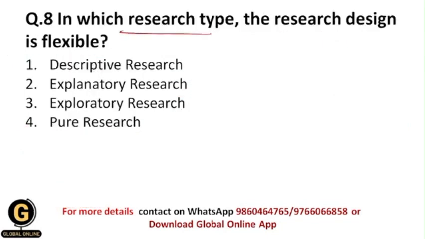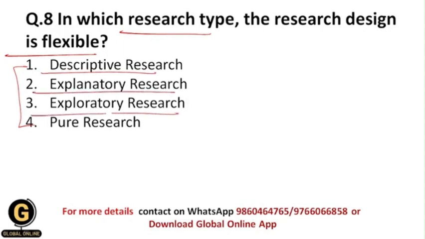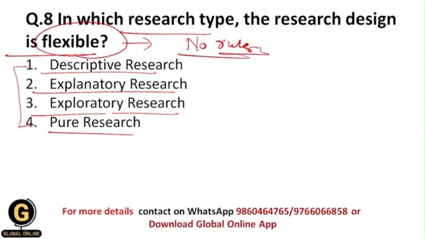In which research type is the research design flexible? Okay, so here again we have given 4 types of research, and in which research the research design is flexible. So whether it is descriptive research, whether it is explanatory research, whether it is exploratory research, pure research. So flexible means there are no rules. Okay, we can follow any kind of step, we can follow any kind of informal ways while doing the research. This is called flexible. So within the descriptive research, whatever incidents, whatever situation, or whatever person over there, we are going to describe the characteristics of that thing as it is.